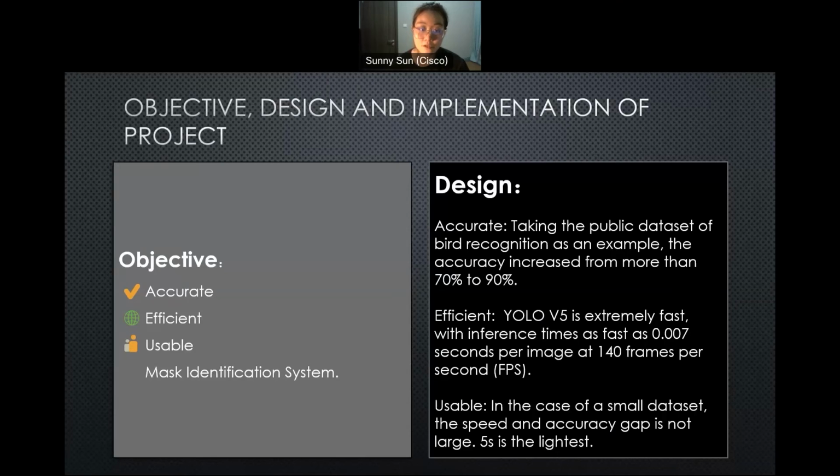In terms of usability, my choice is YOLO 5s. For YOLO 5, whether it's 5s, 5n, 5l, or 5x, its backbone, neck, and head are the same. The only difference is the depth and width setting of the model. In the case of a small data set, the speed and accuracy gap is not large, so 5s, the lightest, is the best choice for my program.